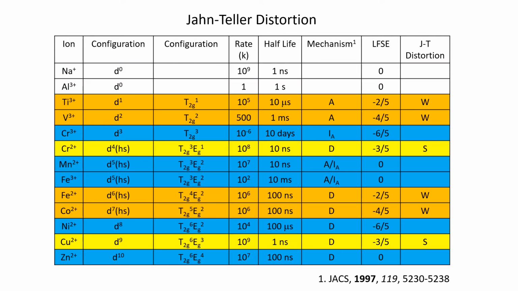Let's look now at Jahn-Teller distortion, the effect. This is a very large effect in our metal complexes. And of course, we don't have any distortion in d0 complexes. We're just going to ignore that for now.